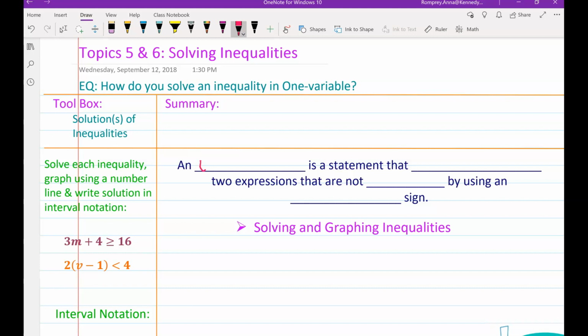So an inequality is a statement that compares two expressions that are not equal. Again, because we're not solving an equation anymore, we are comparing two expressions that are not equal by using an inequality sign.